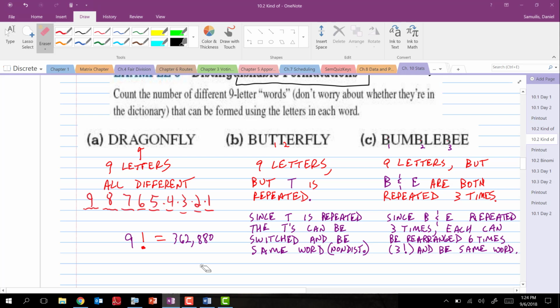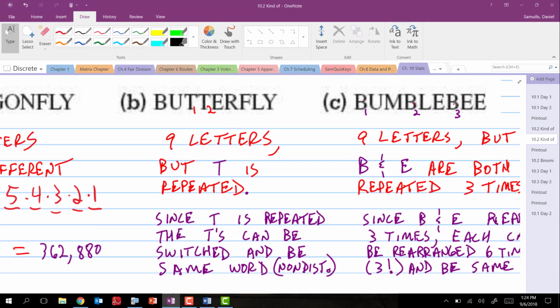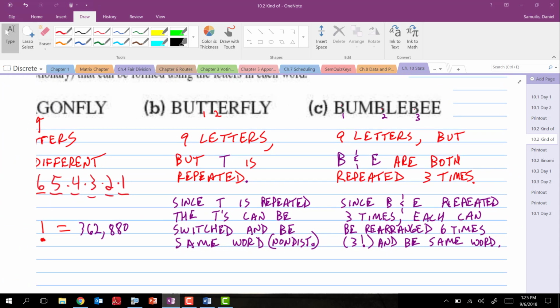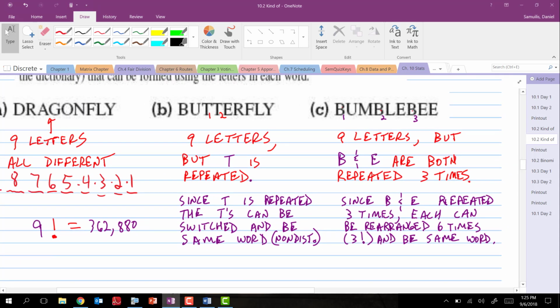Okay, and then butterfly and bumblebee. What's the problem with this? Listen. I'll get to the permutation formula later, and only dragonfly can be compared to a permutation. Butterfly is a problem. Listen. This is one of the 362,880 words, because isn't there still 9 letters in butterfly? Yes. Don't have to count it, trust me.